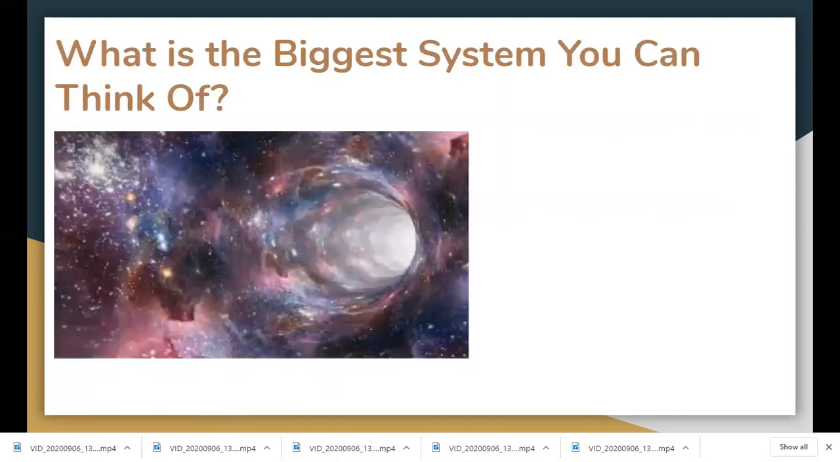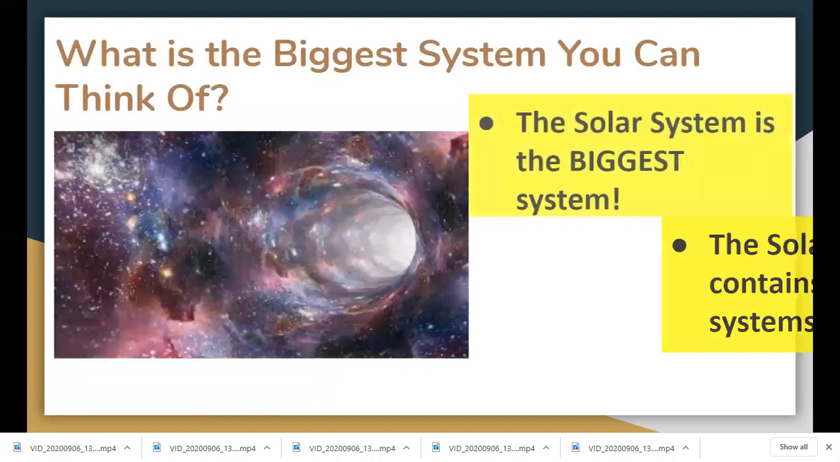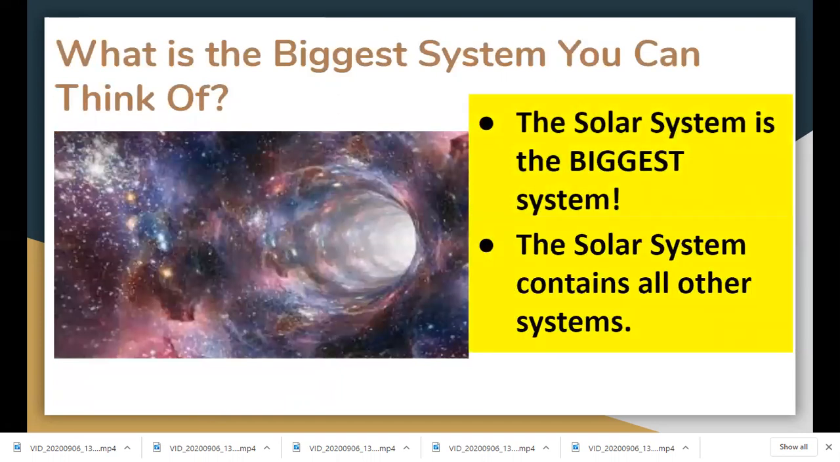Did you say this? What is that? It's the universe, the solar system. The solar system is the biggest system, and it contains all the other systems that we're going to be talking about this year in Earth science.